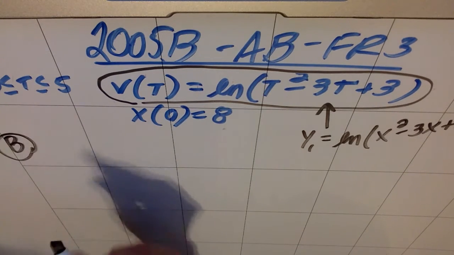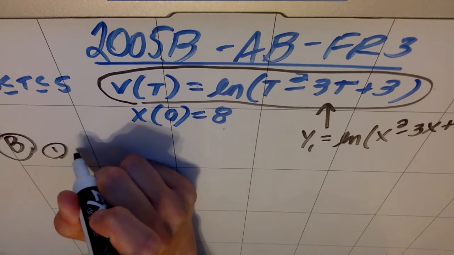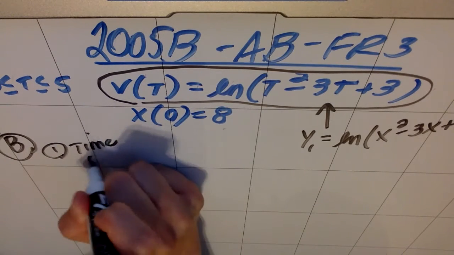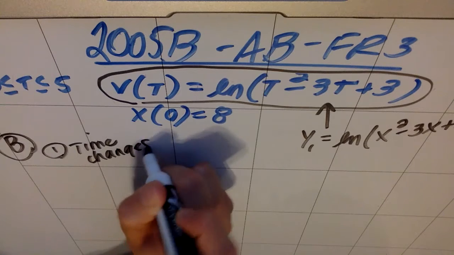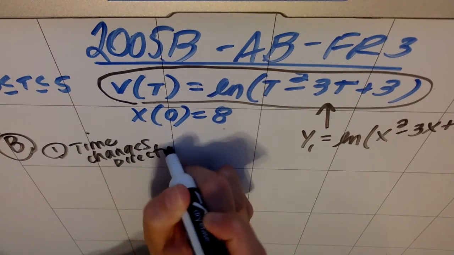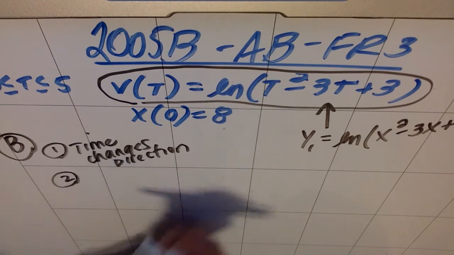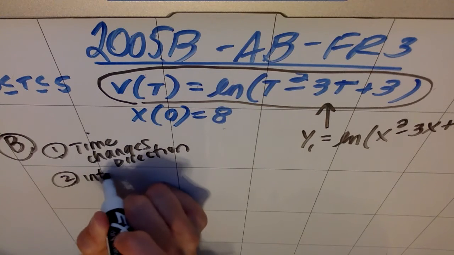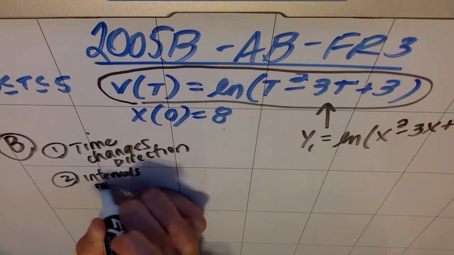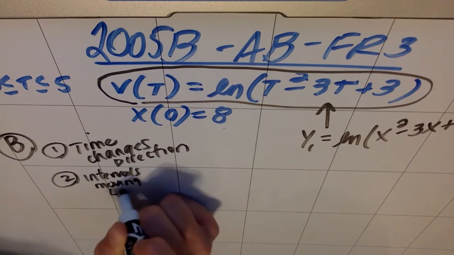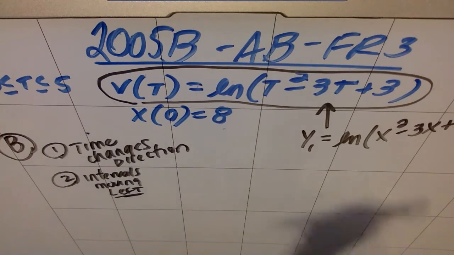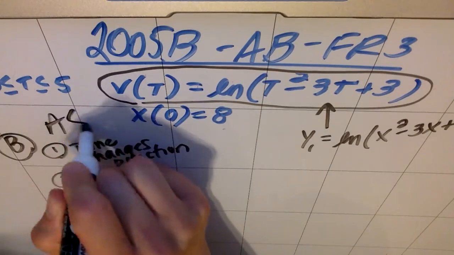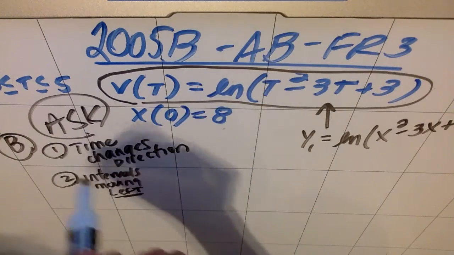Part B asks you for two things. First thing they ask you for is times when the particle changes direction. And then the second question is a logical result of that, which is the intervals when you're moving left, when the particle's moving left. So let's talk about what changes direction means first. This is what they're asking, and we need a little flowchart to talk about what that means.